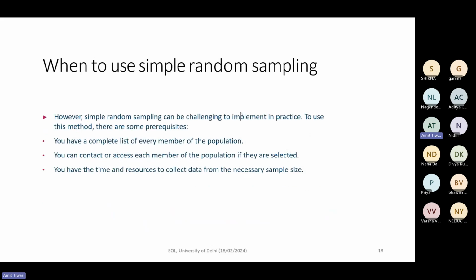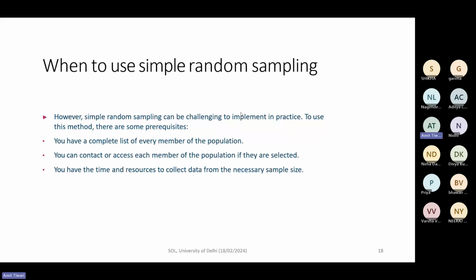So when to use simple random sampling? There are some considerations you should keep in mind when you are doing simple random sampling. First of all, you should have the entire list of the population, so that you are not leaving anyone behind. You know everyone, and only then you perform the sampling. For simple random sampling, the first and foremost criterion is that each and every member of the population should be known to the person who is doing the sampling.